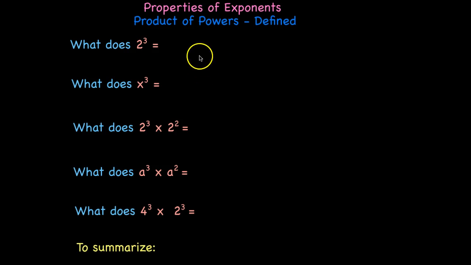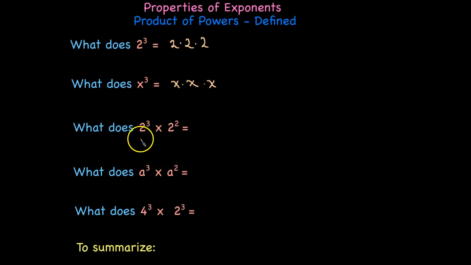What does 2 to the third power equal? Well, if we define this, we would define this as 2 times 2 times 2. There are 3 2's. That's what 2 to the third power means. So let's apply that. What if we have a variable to the third power? Well, then what does that mean? That is also defined as x times x times x. We have 3 x's. So our exponent tells us how many of the bases we're going to be multiplying together.